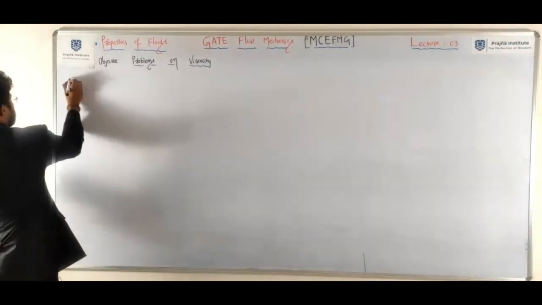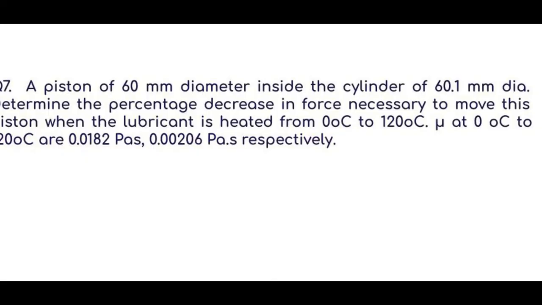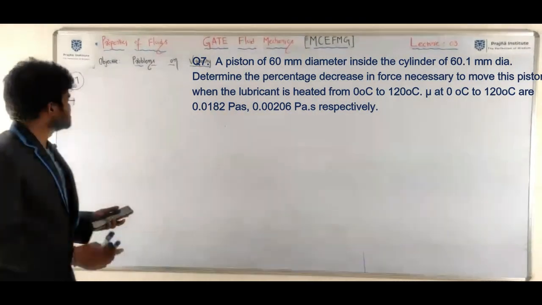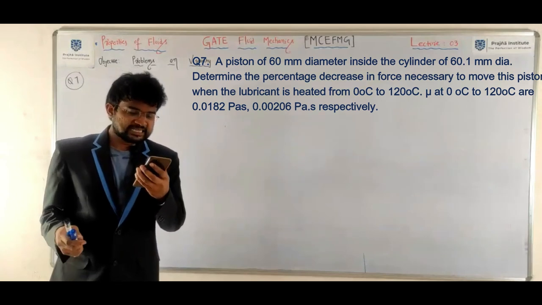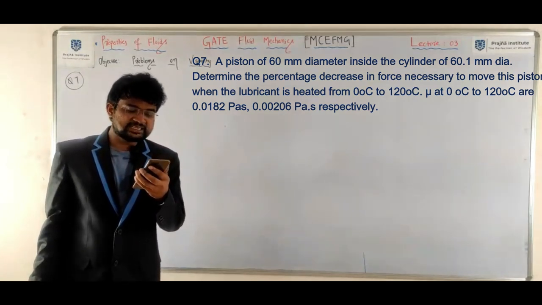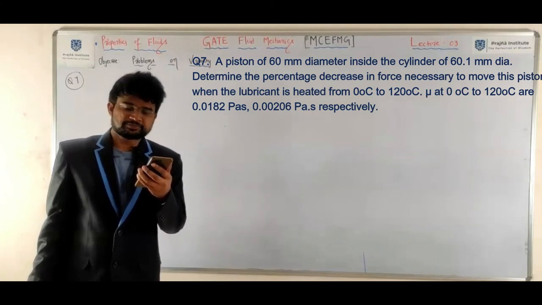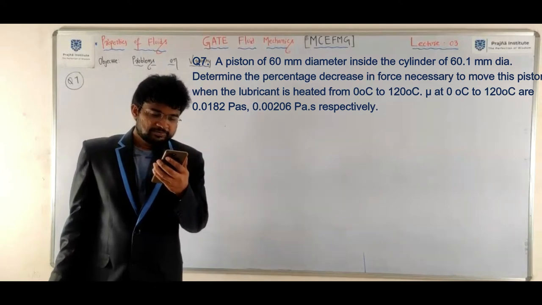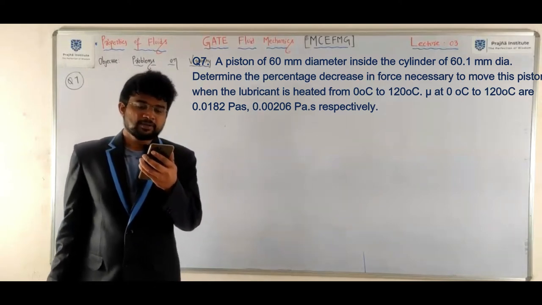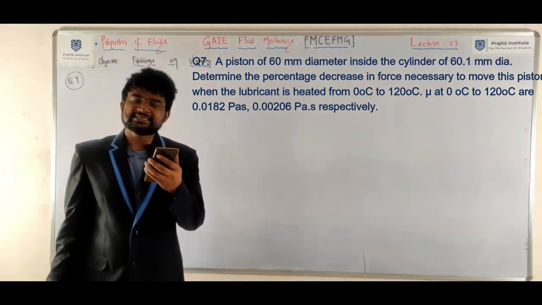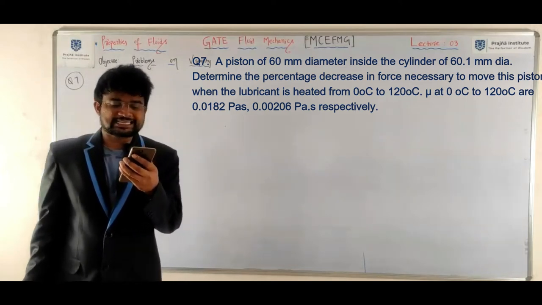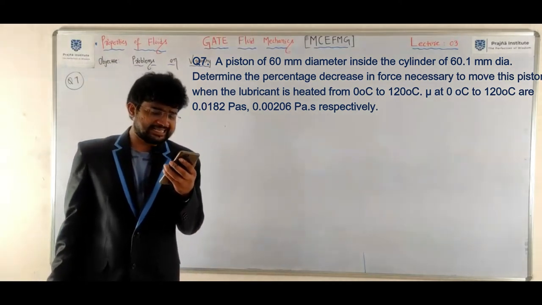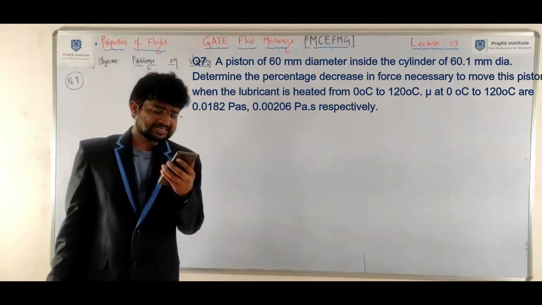Question number 7. A piston of 60 mm diameter moves inside a cylinder of 60.1 mm diameter. Determine the percentage decrease in force necessary to move this piston when the lubricant is heated from 0 degree centigrade to 120 degrees centigrade. Here mu at 0 degree centigrade is 0.082 Pascal second, and mu at 120 degree centigrade is 0.00206 Pascal second.